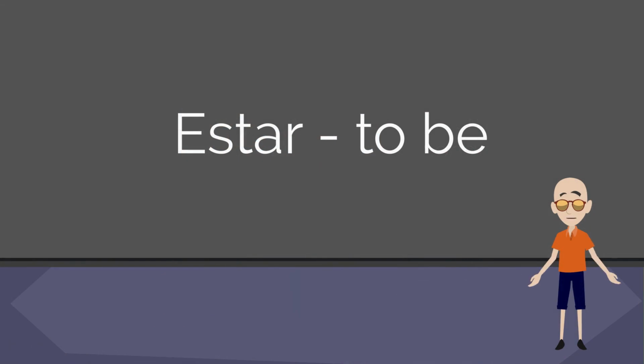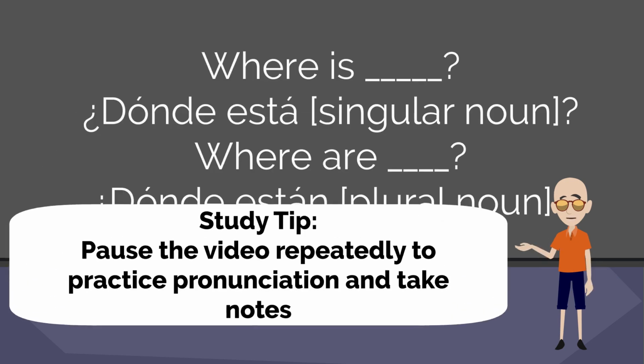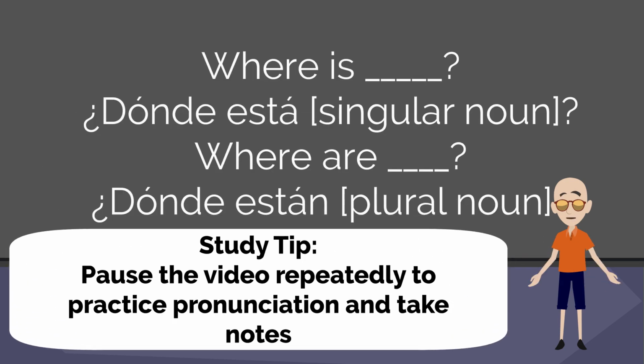Now, estar in that form is the infinitive. It means it's unchanged. We're going to have to do some simple conjugation to be able to use it. Now, here's 2 simple plug-and-play phrases that'll cover most scenarios. Here they are. The only difference between the 2 is how many things you're looking for. If you're only looking for one person or item, use the first one.